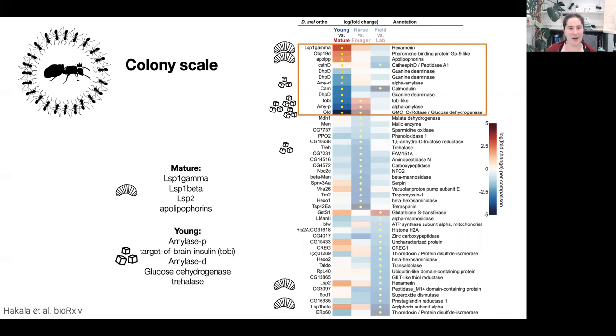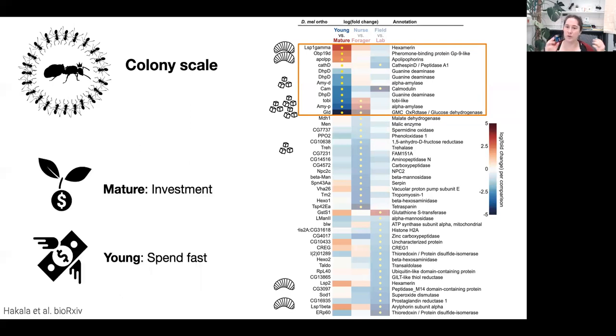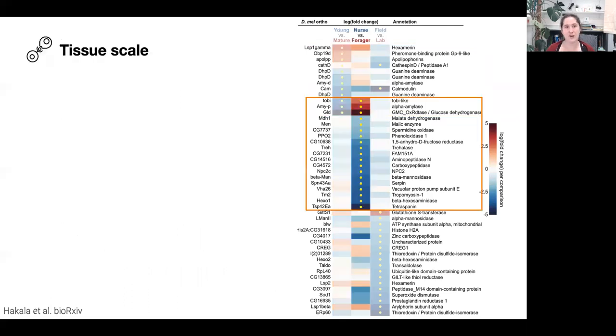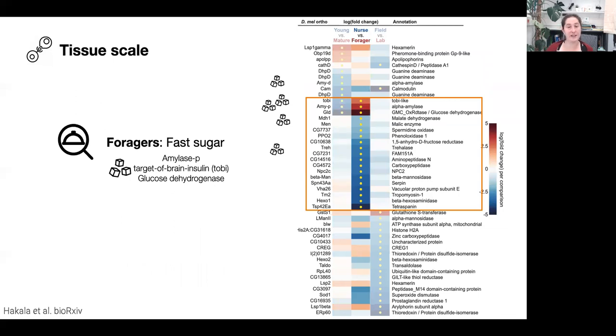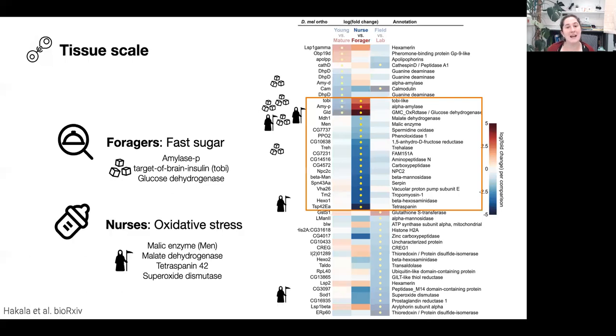Young colonies, on the other hand, had significantly more abundant simple sugar processing enzymes, things like amylase and glucose dehydrogenase, suggesting that they use their nutrients as soon as they get them. So we can view these different hits at different points in the colony life cycle as different strategies: resource consolidation and investment for rich, mature colonies, and spend your whole paycheck on payday for the young colonies. For our nurse versus forager comparison, again, we see these fast sugar processors, this time significantly high in our foragers. In nurses, a number of their hits are in anti-aging proteins and proteins that are protective against metabolic stress.